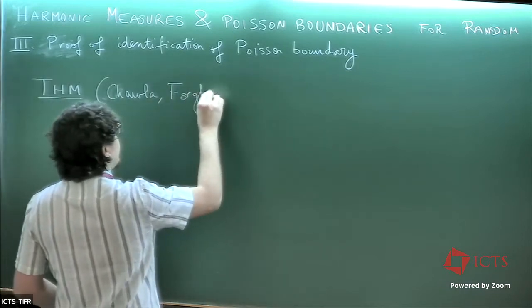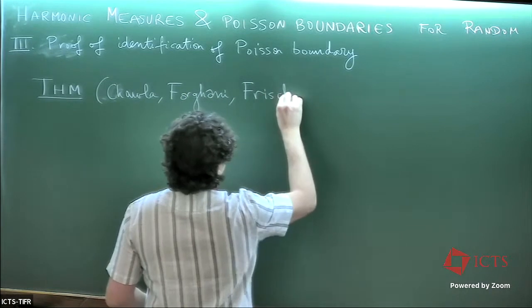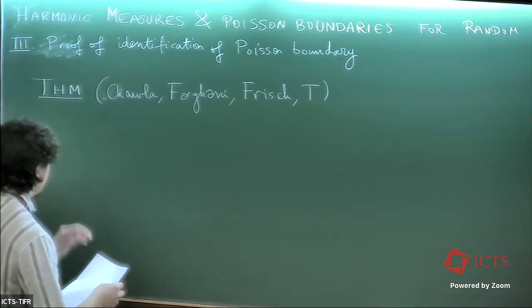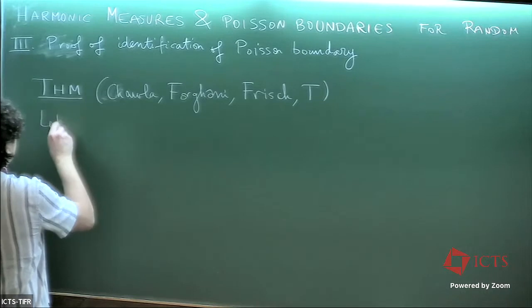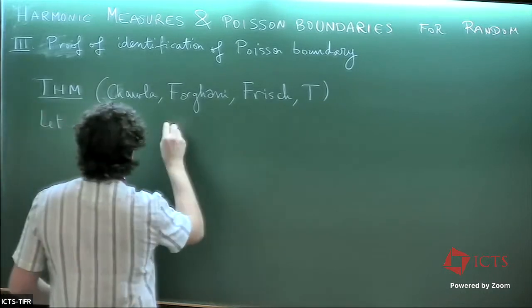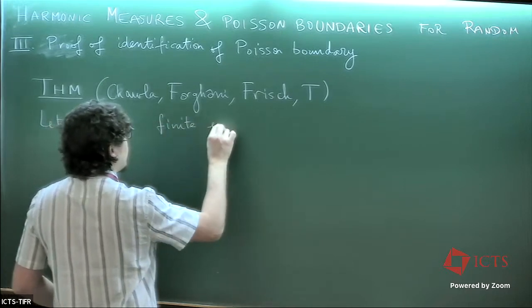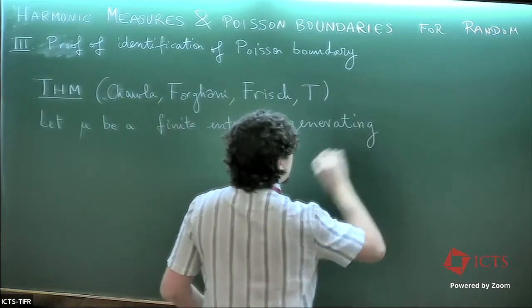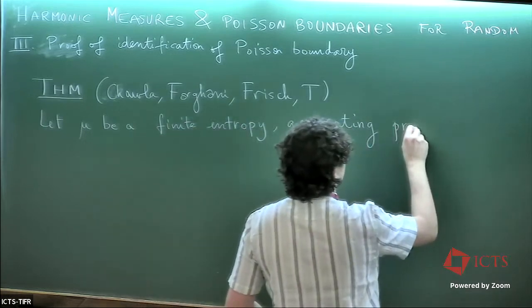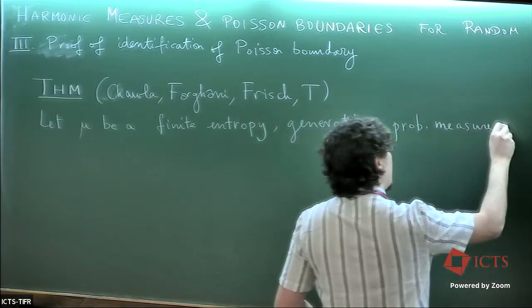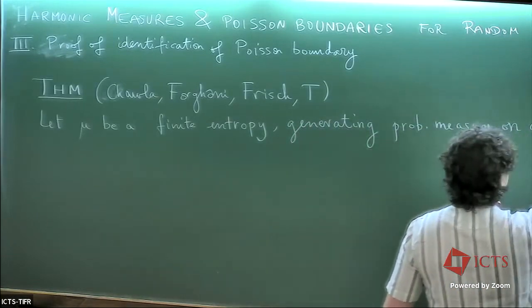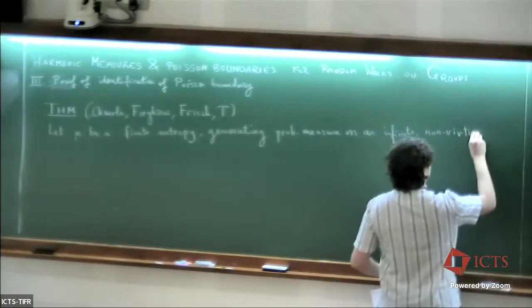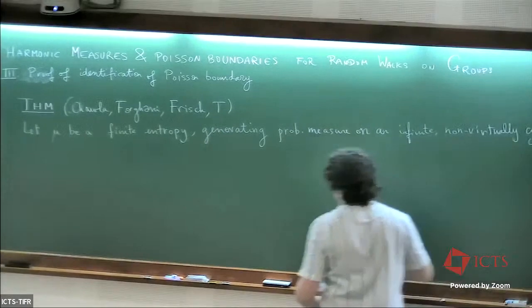So the thing is, we will only look at hyperbolic groups today for simplicity, and the proof could be adapted for groups with a WPD action. There is a little more than that, but okay, so let mu be a finite entropy generating probability measure on an infinite, let's say, non-virtually cyclic. These are all non-elementary hyperbolic group G.